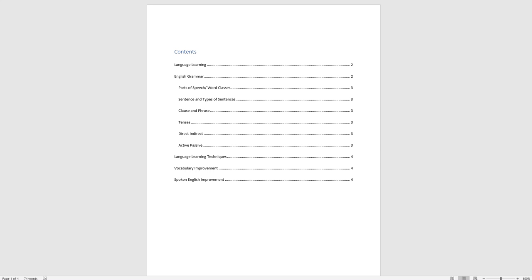Apart from this, the course focuses on English grammar. In English grammar, the first component is parts of speech, or they are also called word classes, which includes these common ones. By common I mean these are taught at school. For example, nouns, verbs, adjectives, adverbs, interjections, conjunctions. Then the sentence and types of sentences.